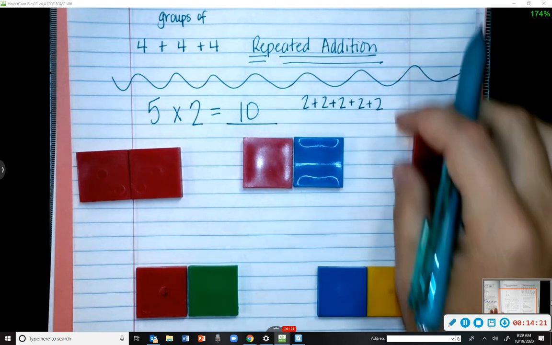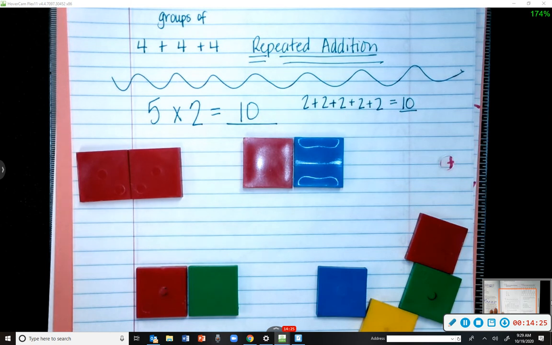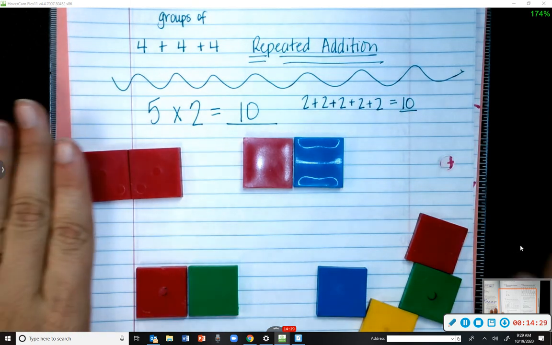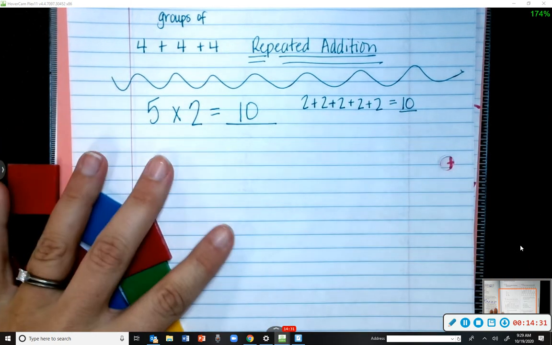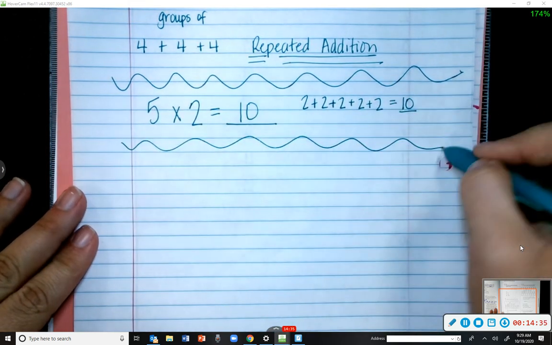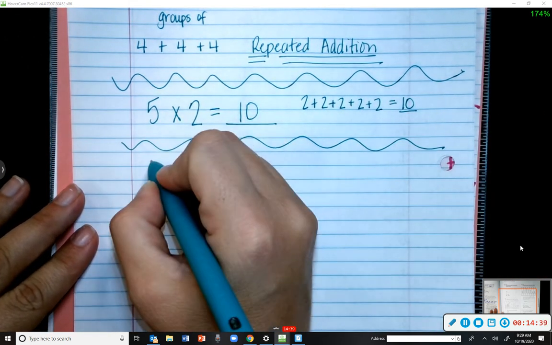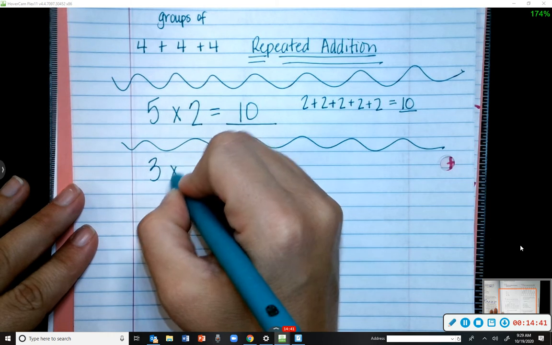Five 2s, right? And I should get the same answer. Okay? All right, now I'm going to give you the number sentence, and you need to show me the groups and the repeated addition. Okay? So your number sentence is, let's see, 3 times 6.